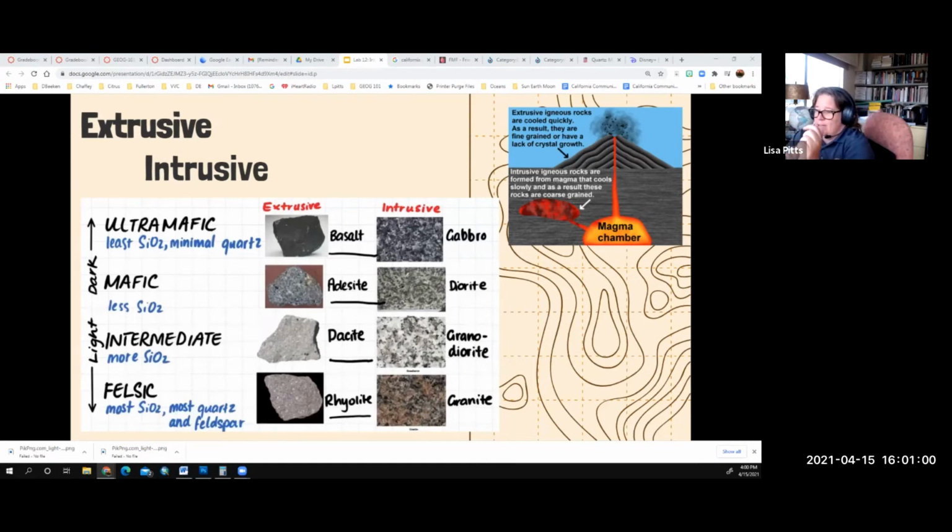And this is a little chart that shows you as they go from light to dark in color what type of rock they are, and then if they're extrusive, what kind of igneous rock you have, and what it's called if it's intrusive versus extrusive. So this is, in my opinion, a really helpful picture. But you're going to do a similar thing.